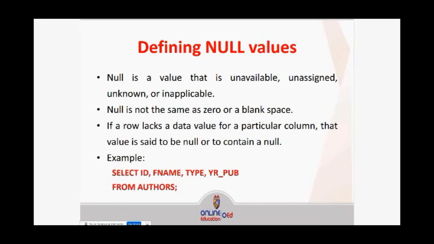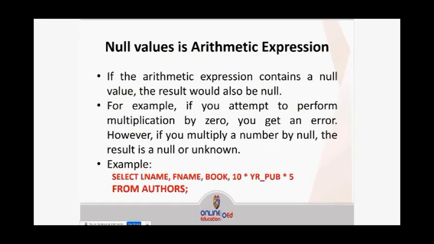If a row lacks a data value for a particular column, that value is said to be null, or to contain a null. So for example, we have this syntax. Null values in an arithmetic expression: if the arithmetic expression contains a null value, the result would also be null. For example, if you attempt to perform multiplication by 0, you get an error. However, if you multiply a number by null, the result is a null or unknown. So, what will be the result if you have null? Okay?